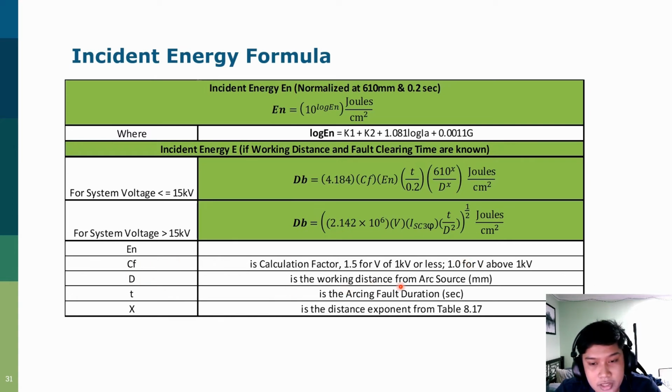D is the working distance from the arc source. It must be in millimeter unit. T is the arcing fault duration. It should be in seconds unit. X is the distance exponent that can be seen in the previous slides.